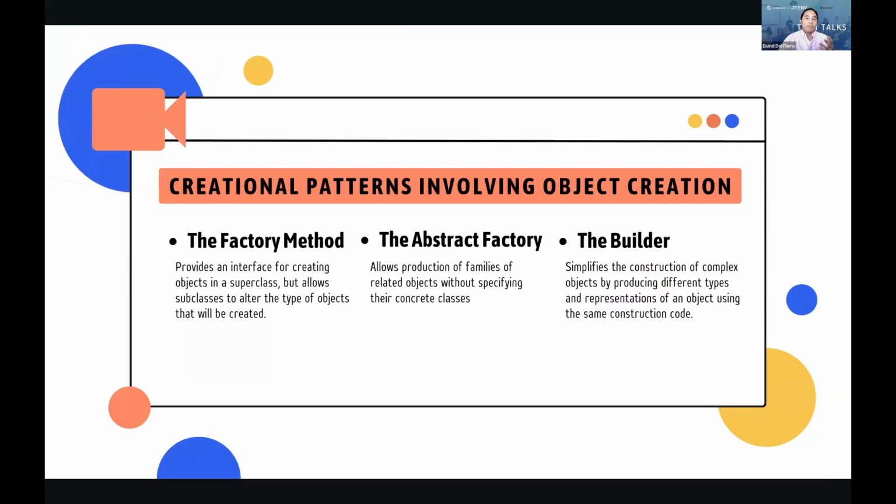We also have patterns that involve object creation. They are the factory method pattern, which provides an interface for creating objects in a superclass, but allows the subclasses to alter the type of objects that will be created. The abstract factory pattern, which enables the creation of related object families without the need to specify their concrete classes, and the builder pattern, which simplifies the step-by-step construction of complex objects by producing different types and representations of an object using the same construction code.